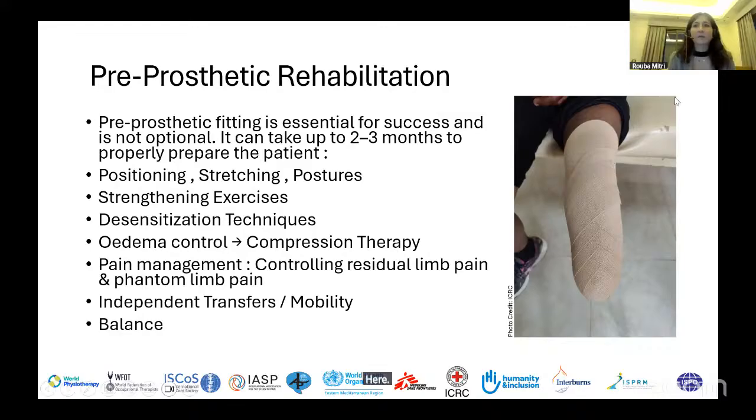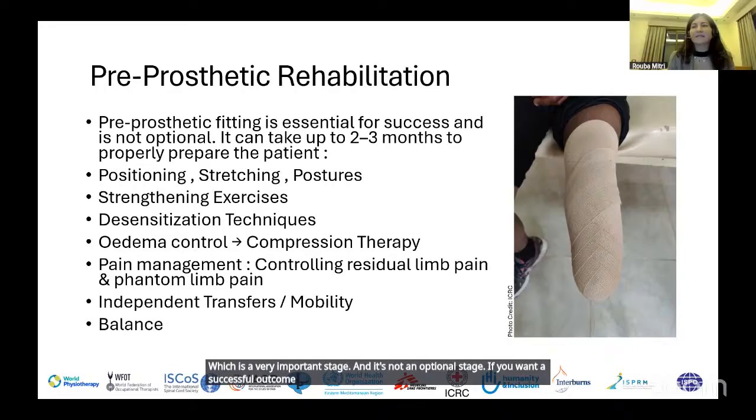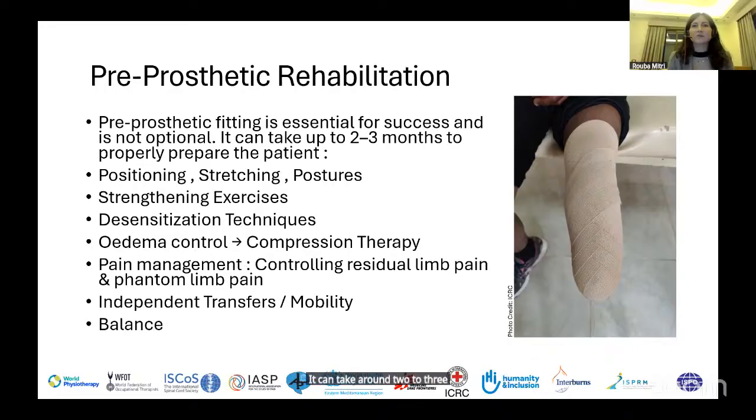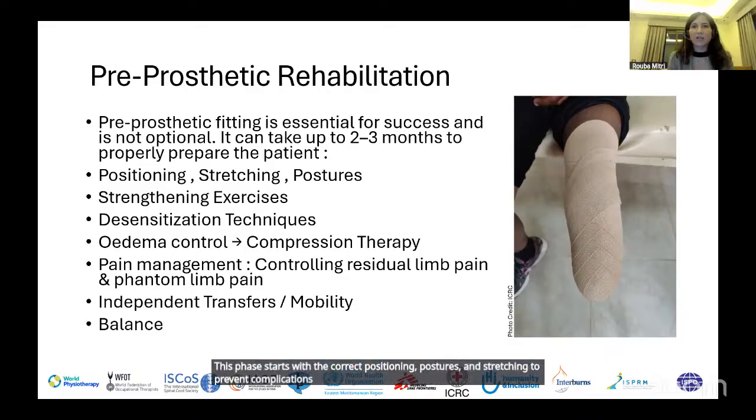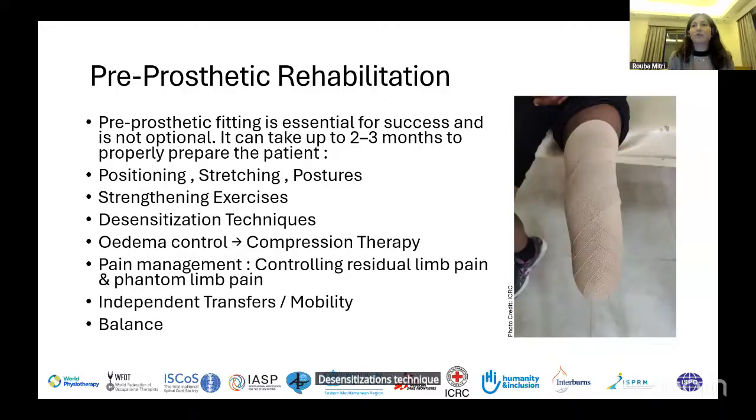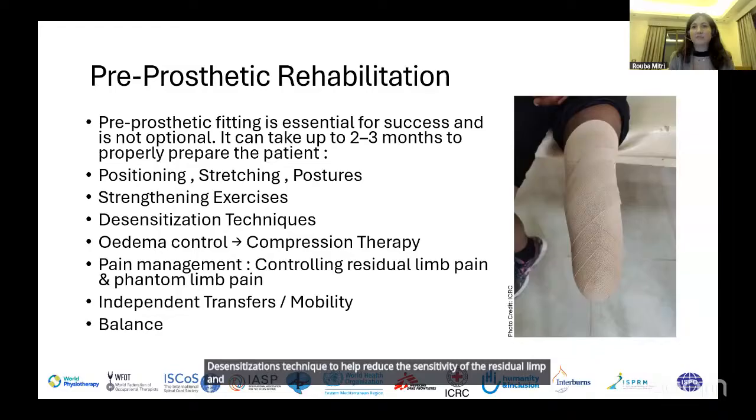Here, we're focusing on pre-prosthetic rehabilitation, which is a very important stage, and it's not an optional stage. If you want a successful outcome, it can take around 2 to 3 months for a patient to be ready. This phase starts with the correct positioning, postures, and stretching to prevent complications like contractures. We also work on strengthening exercises to prepare the body for using prostheses, along with desensitization technique to help reduce the sensitivity of the residual limb and prepare it for the prosthesis.